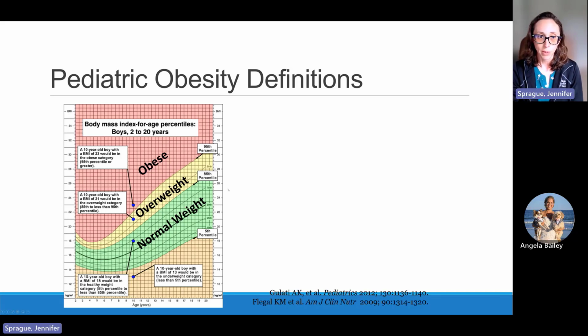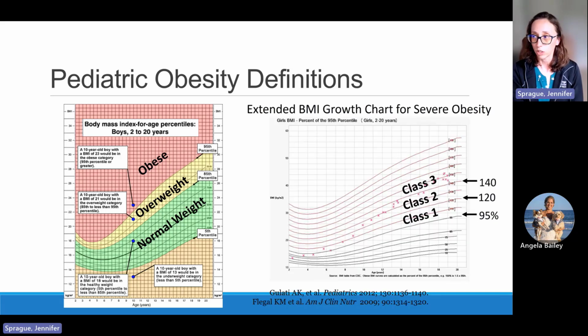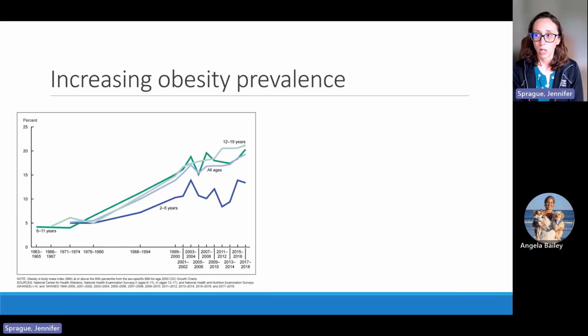However, if you remember our patient, she was well above this 95th percentile, and so several years ago, extended BMI growth charts were developed and published for severe obesity, and this allows us to classify obesity similar to what's done in the adult setting as class 1, which is between the 95th and 120% of the 95th percentile, class 2 between 120 and 140, and class 3, or the most severe obesity, is BMI greater than 140% of the 95th percentile. Now, what about prevalence?